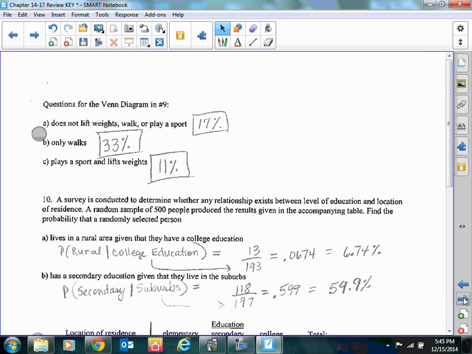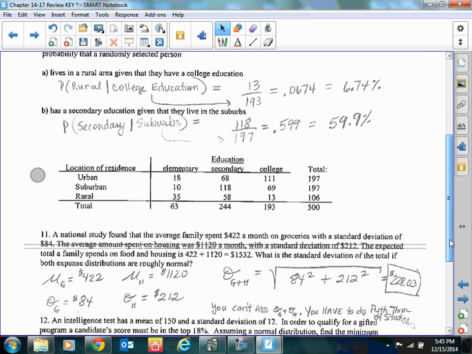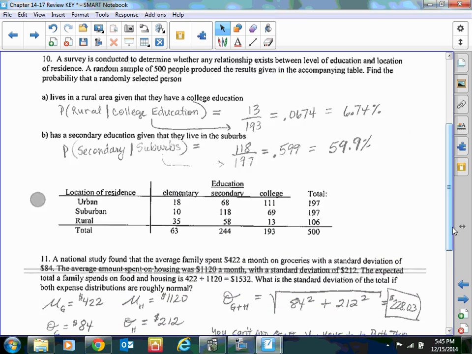All right, so finished with number 9 and number 10. Number 10 is a survey. I like this one because it's got 2 of the given type problems. You have got to know how to do those. A survey is conducted to determine whether any relationship exists between the level of education and the local residents. A random sample of 500 people produced the results in this table. Find: lives in a rural area given that they have a college education.